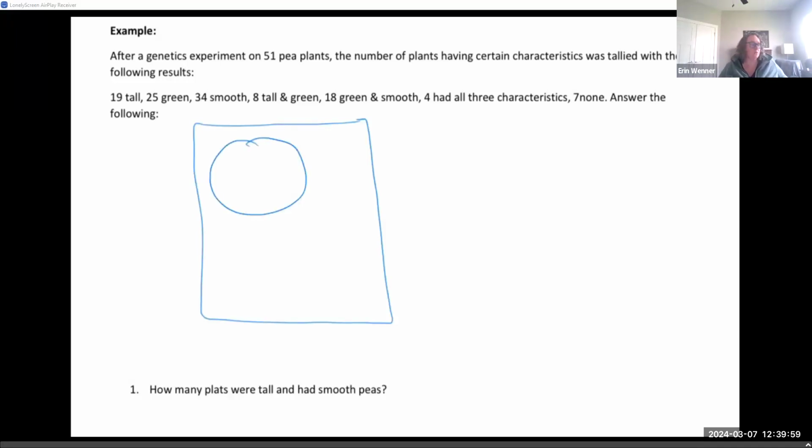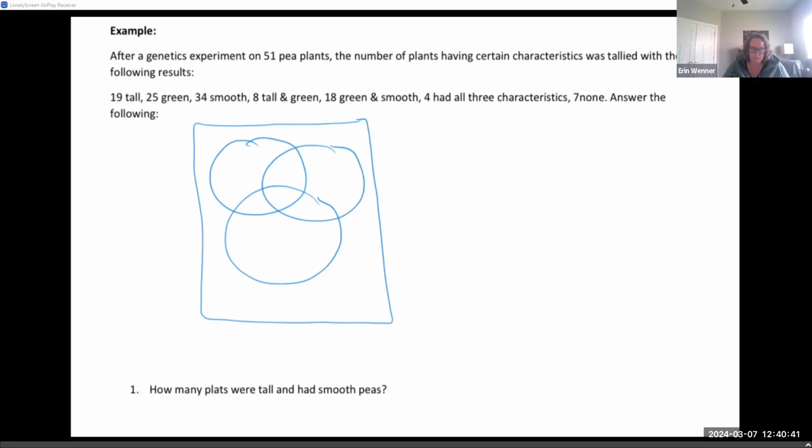And we're going to have to name these circles something, right? So we're doing a genetics experiment on 51 pea plants. The number of plants having certain characteristics was tallied with the following results. 19 were tall, 25 were green, 34 were smooth, 8 were tall and green, 18 were green and smooth, 4 had all 3 characteristics, and 7 had none. And then it says answer the following. Before we can even get into answering the following, we have to draw a Venn diagram that fully represents what's happening here, okay? You have to solve all the spaces before you can start answering the questions.